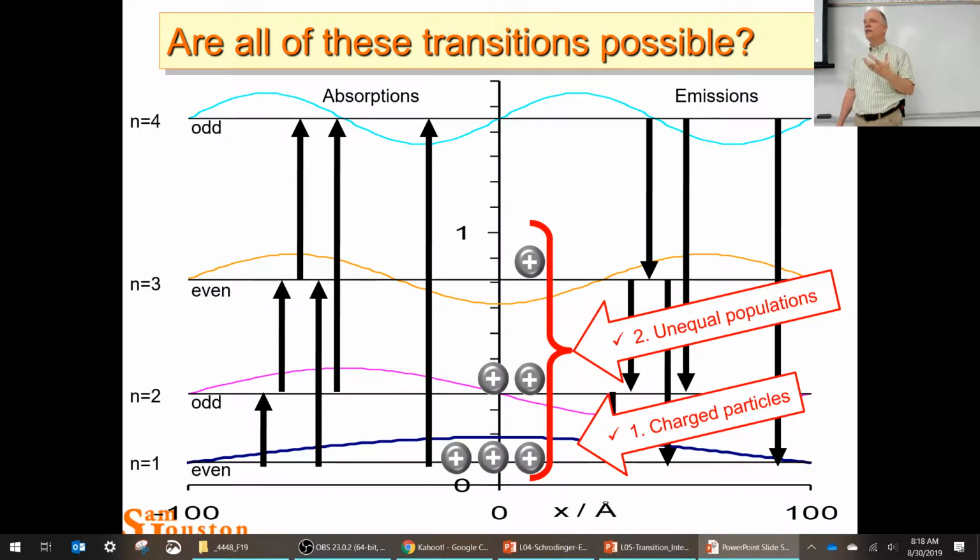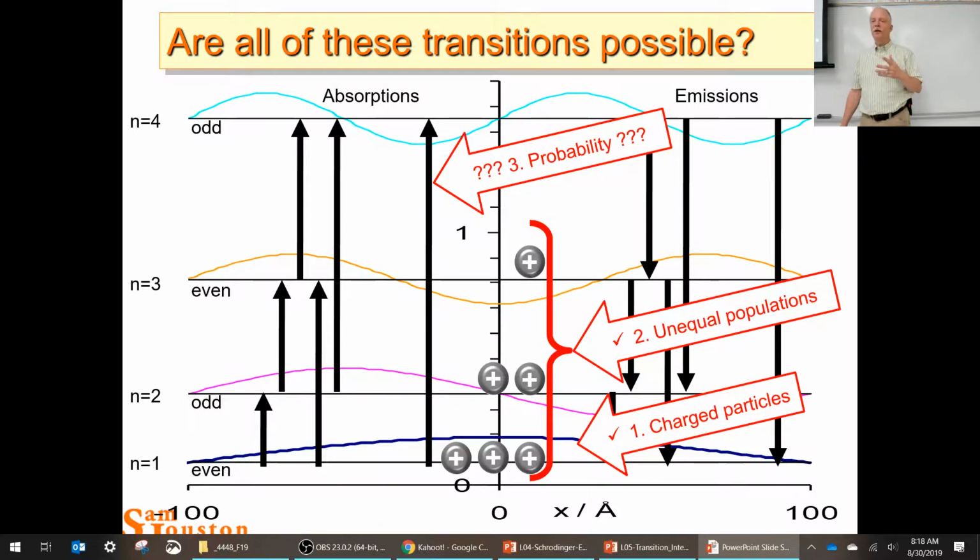So a lot of times we try to do spectroscopy at really low temperatures to simplify things and to learn about the molecules or atoms. And then the third one is probability. Every one of these arrows connects 2 energy levels. Are they all allowed? We don't know until we do the integral. So that's that transition moment integral, is this transition probability.